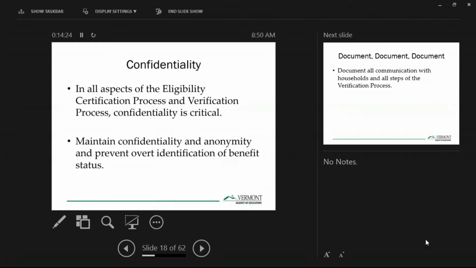I just want to make a note that during the eligibility certification process and during verification, it's really important to keep all of this information confidential. You're dealing with some sensitive information, and it should be kept strictly among those folks that need to know it in order to get that benefit to those children, as well as when you are actually providing that benefit, making sure that you're preventing over identification and maintaining confidentiality in all steps.